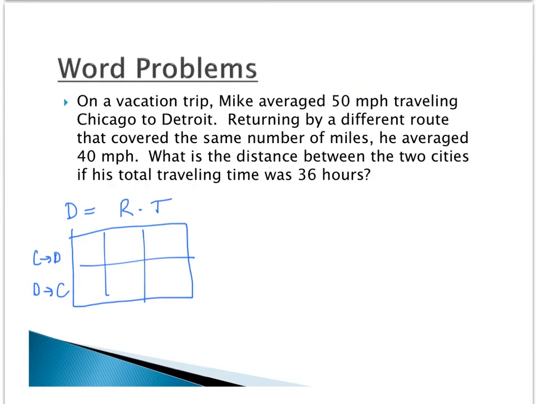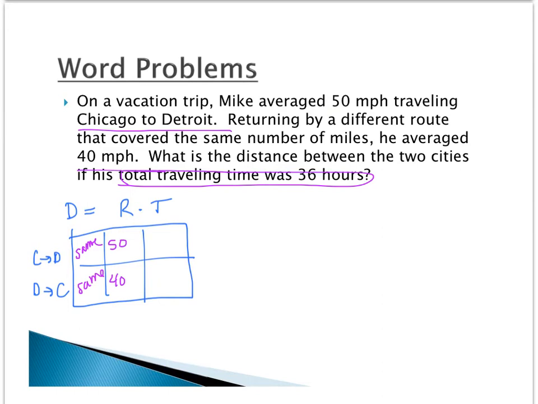In this problem, we see a person driving at different speeds covering the same distance. So we can go ahead and fill in the distance column, since these distances are the same. And we're going to use the formula that distance equals rate times time. On the way from Chicago to Detroit, he averaged 50 miles an hour. Going the other way, on the way back, he averaged 40 miles per hour. And his total traveling time was 36 hours.